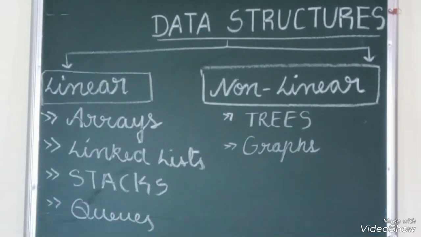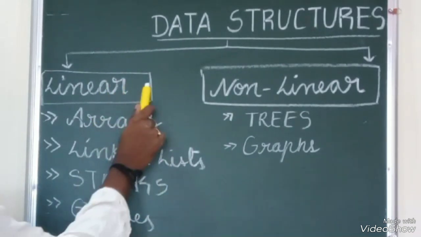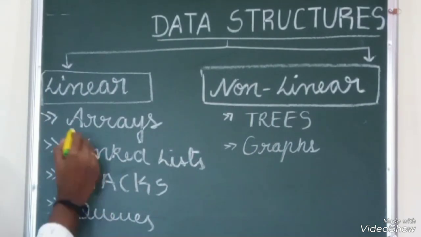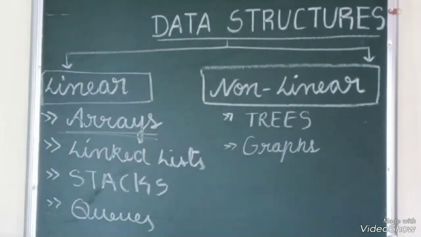In the previous video we have seen what the data structure is. In today's video we're gonna see we have basically two types: linear data structure and non-linear data structure. In the linear data structure there are arrays, linked lists, stacks and queues. In today's video we're gonna see what this array data structure is and how it is going to work. We shall see arrays.